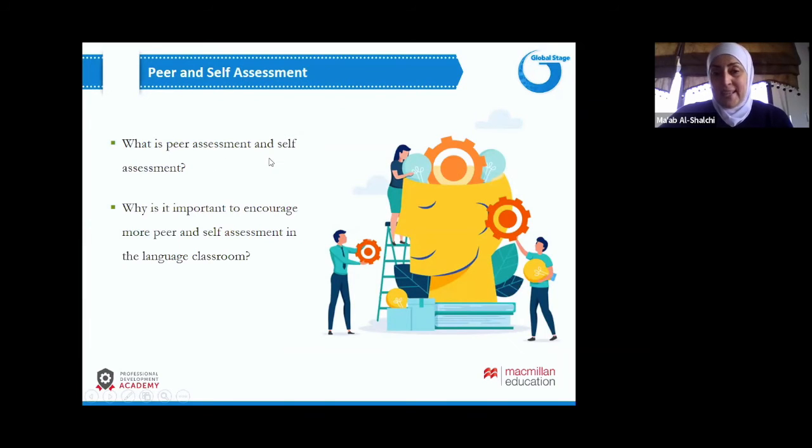What is peer assessment and self-assessment? Why is it important to encourage more peer and self-assessment in the language classroom? So what is it? Can you please write down what you think about this, your answers?